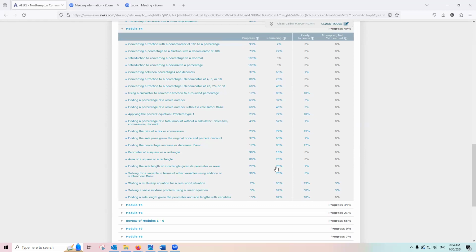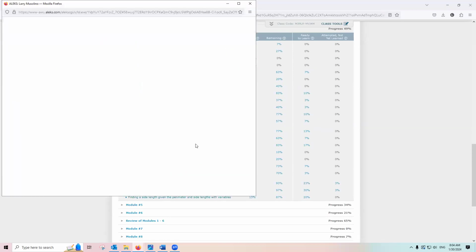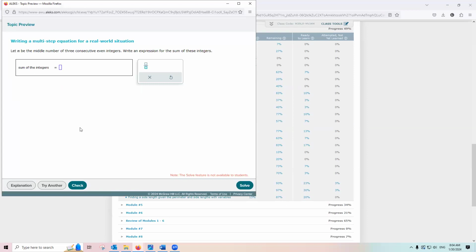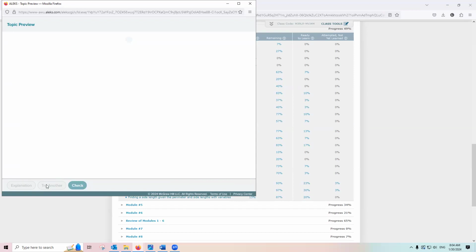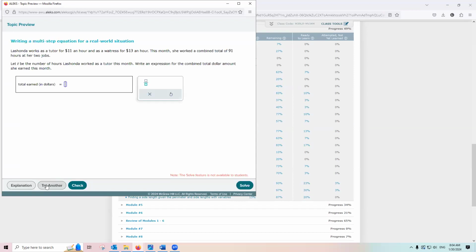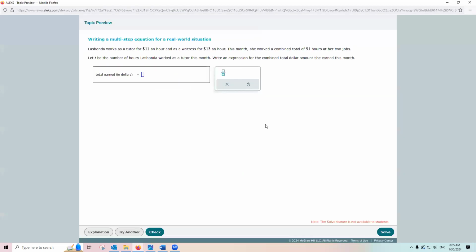Students were asking for some help on two particular topics here in Module 4: writing a multi-step equation and then solving a value mixture problem. These are actually related problems, so let's do a couple of examples. Let me get started with writing a multi-step equation. I'm going to get an example that's a little better representation. Let's do this one to get started.